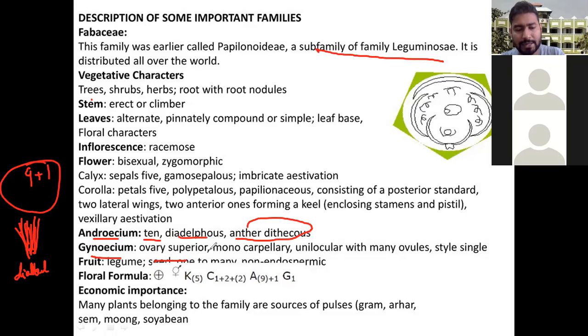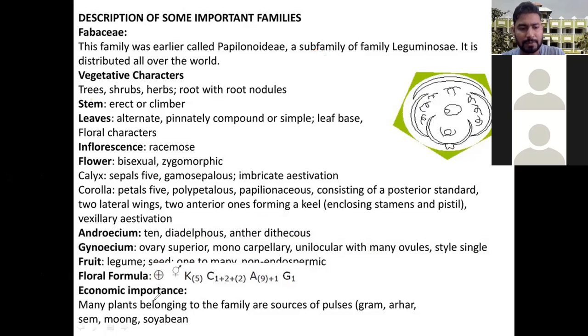Gynoecium, ovary superior, hypogynous. Each of them has the hypogynous condition. Superior, monocarpellary means single carpel. Unilocular: if there is a single carpel, the locule will also be one, with many ovules. Style single. And a single style is also there, meaning the stalk.